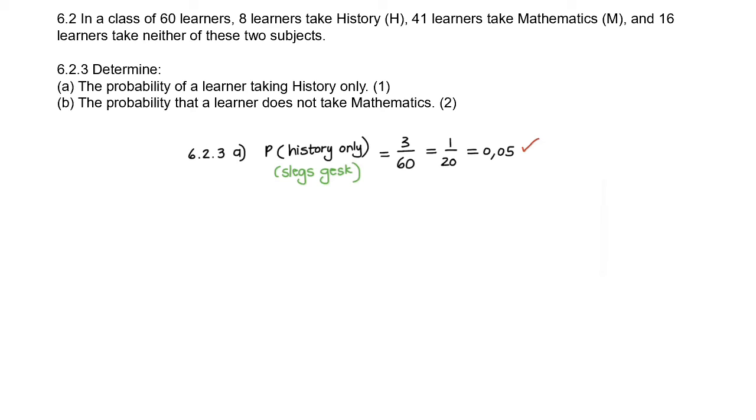Now, let's take a look at question B. Calculate the probability that a learner does not take mathematics, and this counted 2 marks. So the learners who do not take mathematics is equal to the history-only learners, we have 3 in total, plus the learners that don't take history or mathematics, we have 16. 3 plus 16 is equal to 19. So the probability that a learner does not take mathematics is equal to 19 over 60. So here you will get 1 mark for the correct calculation, and then you will get 1 mark for the final probability of 19 over 60.